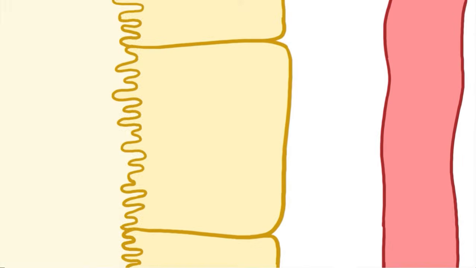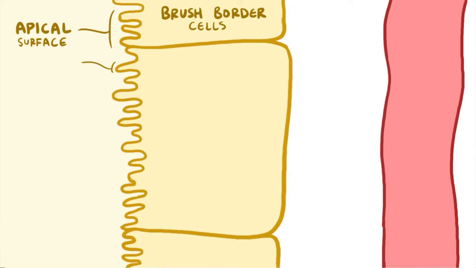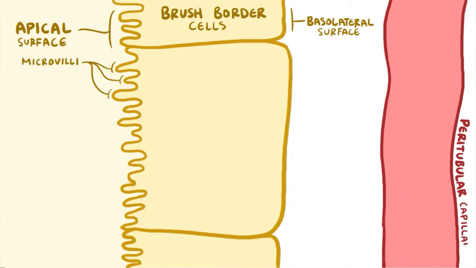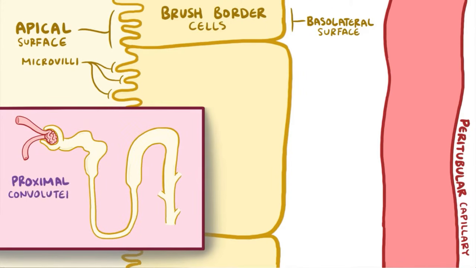Zooming in on one of these renal tubules, each one is lined by brush border cells which have two surfaces. One is the apical surface, which faces the tubular lumen and is lined with microvilli, which are tiny little projections that increase the cell's surface area to help with solute reabsorption. The other is the basolateral surface, which faces the peritubular capillaries, which run alongside the nephron. Now, the body needs glucose, and doesn't want glucose getting lost in the urine, so it tries to reclaim this filtered glucose right away, in the first segment of the renal tubule, known as the proximal convoluted tubule.